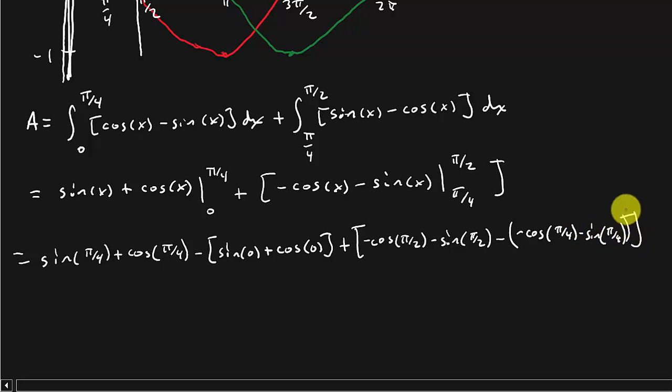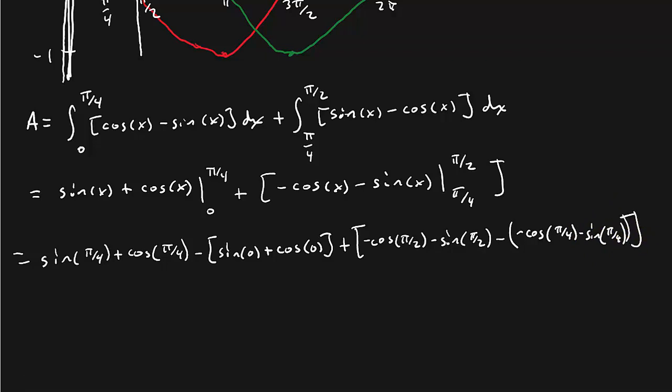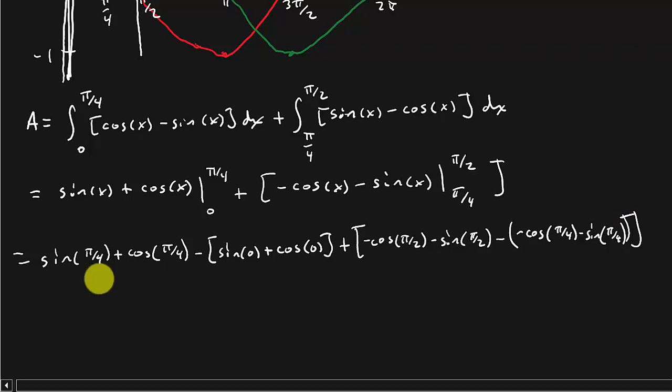Okay, starting to run out of room there. All right, and then, I'm not going to write all this down, but you just got to know the sine of pi over 4. That's square root of 2 over 2 plus square root of 2 over 2. Well, let's write it down. So that's going to be square root of 2 over 2 plus square root of 2 over 2 minus, and then the sine of 0 is 0, cosine of 0 is 1, plus, and then cosine of pi over 2.